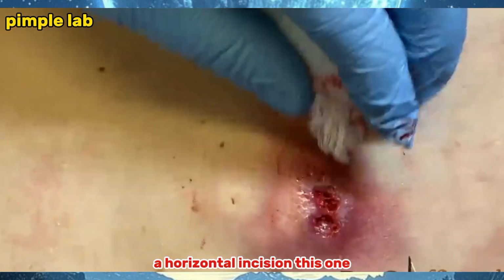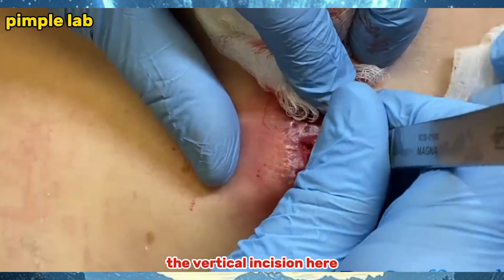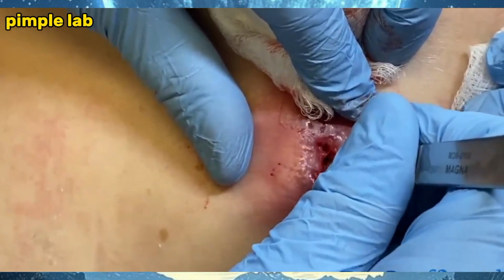A horizontal incision. This one, because of the nature of these, I'm just going to complete the vertical incision here. You okay there? Yeah.